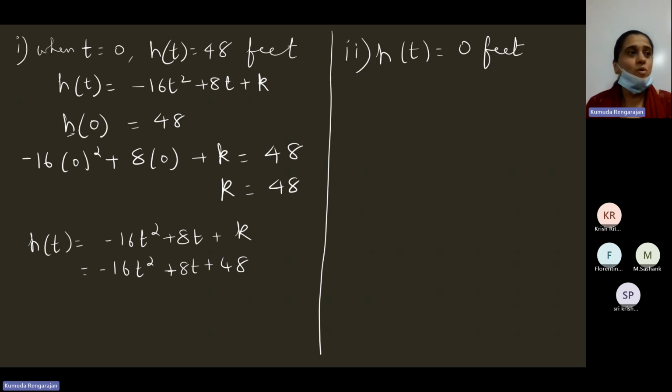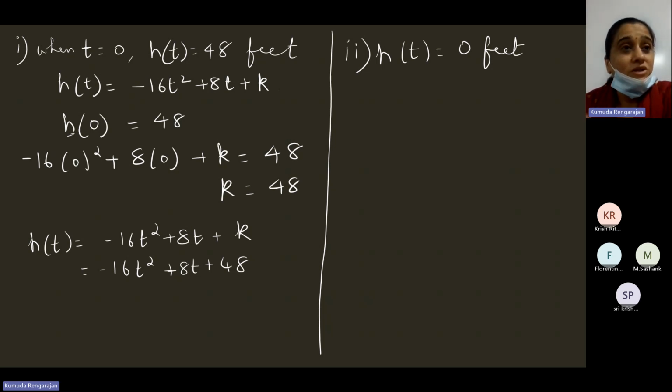In the first case, we knew both. That is, when time is 0, her height is 48. When t is 0, h of t is 48. Here, we only know h of t, the height, 0 feet. At what time will her height be 0 feet? That we don't know. That we have to find by using the polynomial.